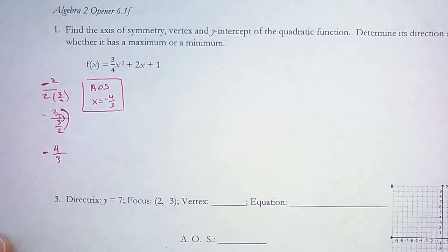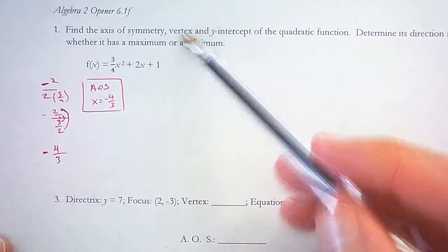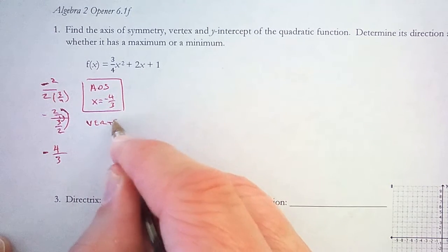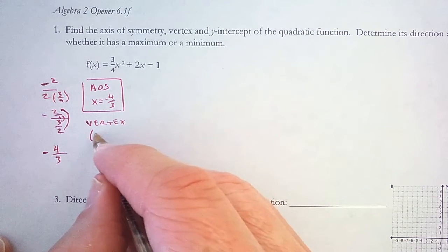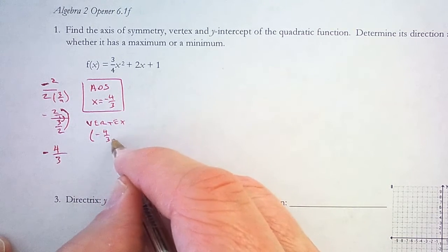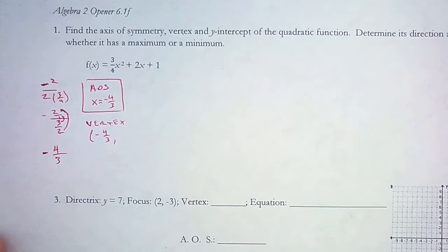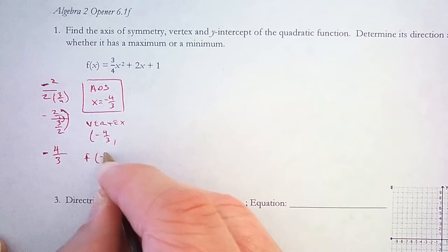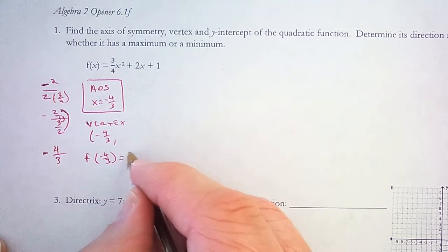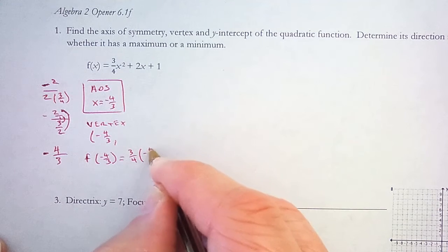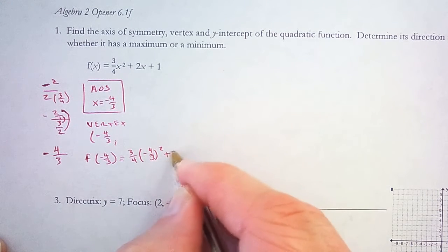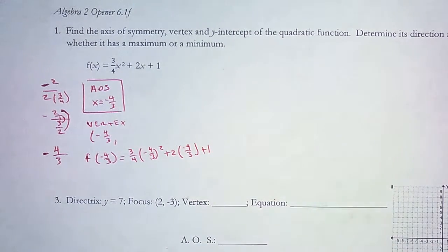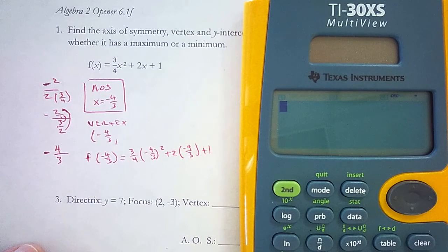Next, we are going to find the vertex. The vertex is going to have this same x value. So for the vertex, we have a point where x is negative 4/3, and we have to find y, and y comes from doing f of that x value. So f of negative 4/3 is 3/4 times negative 4/3 squared plus 2 times negative 4/3 plus 1. So I'm going to use my calculator to evaluate this.